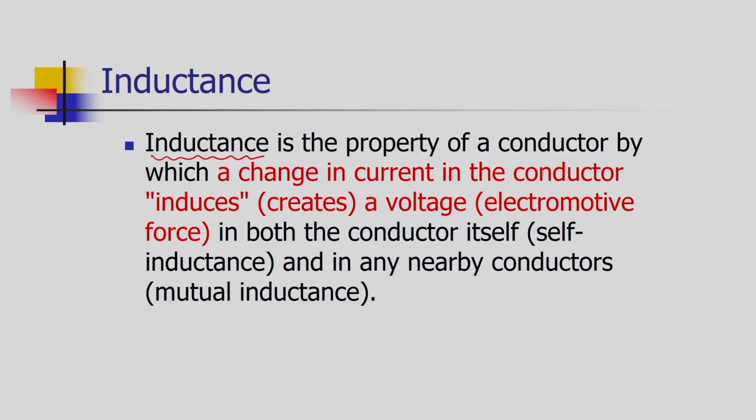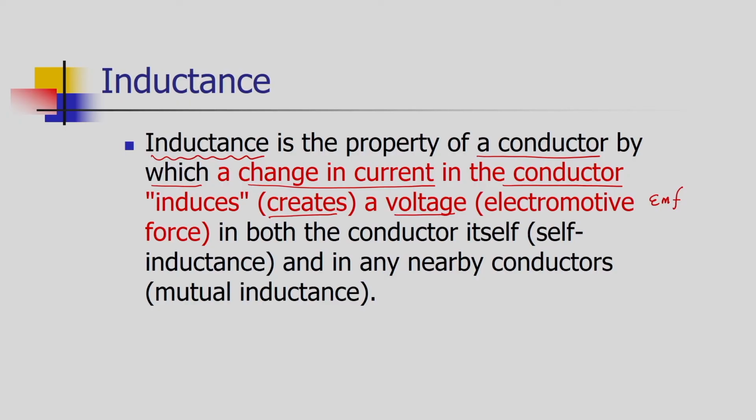The next electrical property which is helping us to design a sensor is inductance. It is defined as the property of a conductor by which a change in current in the conductor creates a voltage, EMF, electromotive force, in both the conductor itself and any nearby conductors.